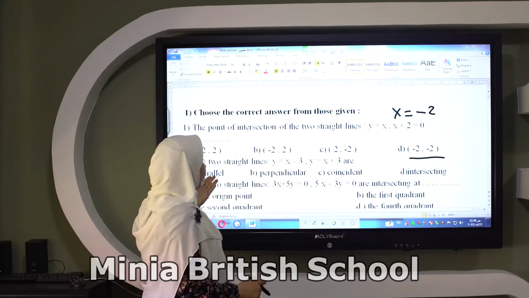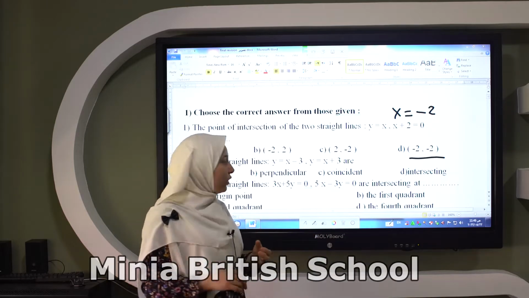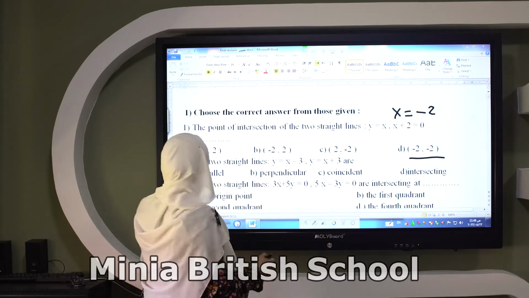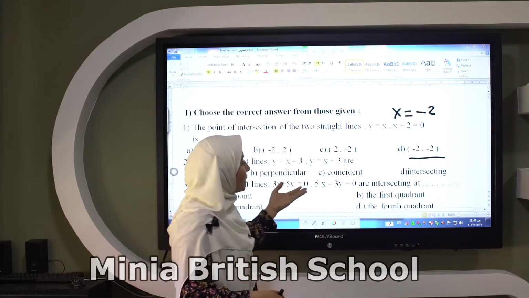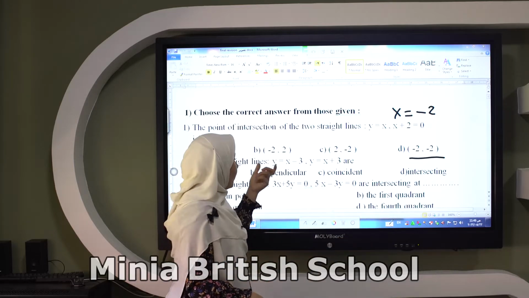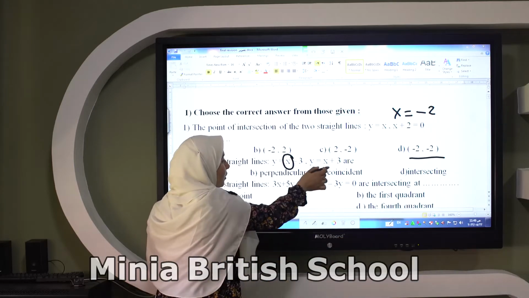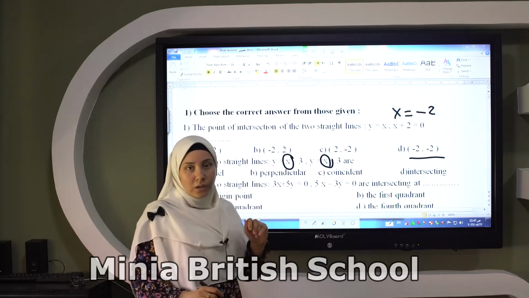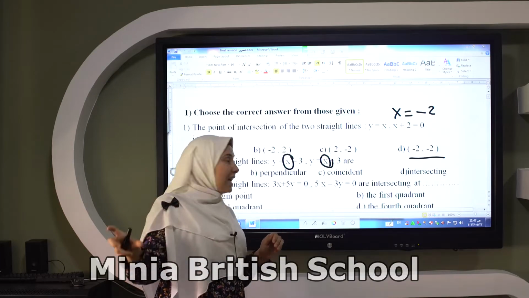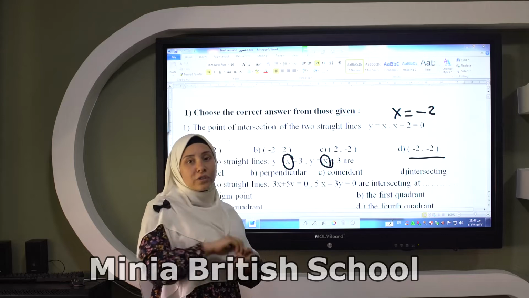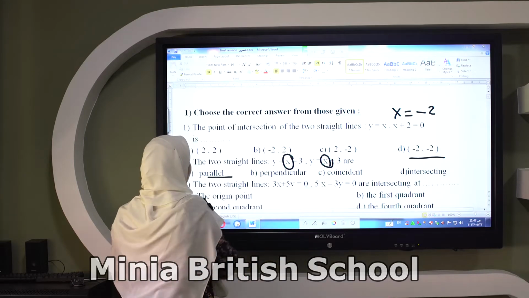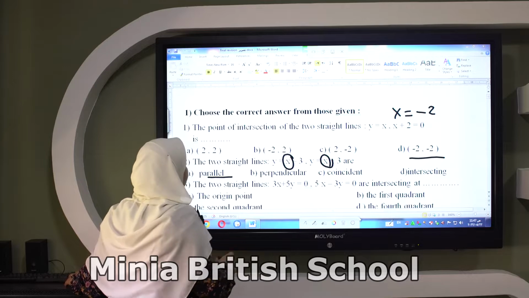Number 2, the 2 straight lines y equal x minus 3 and y equal x plus 3 are what? Parallel, perpendicular, coincident or intersecting. Here the slopes are equal 1, but the points of intersection with the y-axis are different, so the 2 straight lines are parallel.